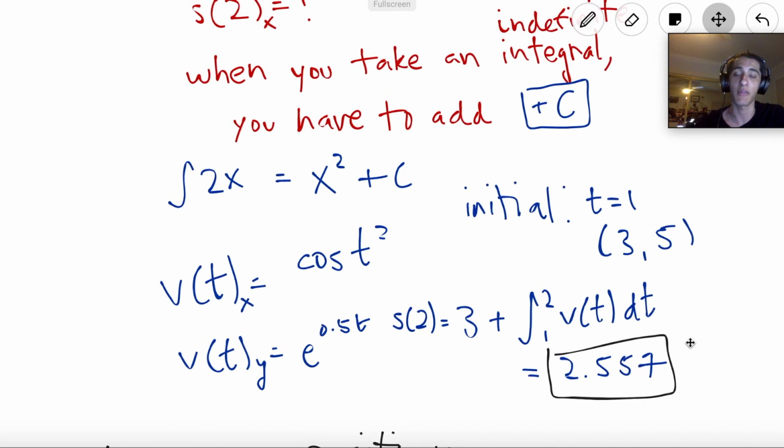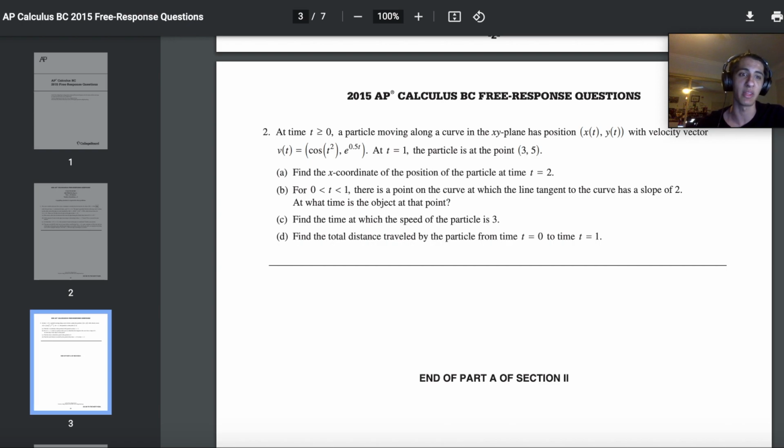Again, in these FRQ problems, you want to round to the third decimal place, and you find this just by using the cosine t squared equation and plugging in on your calculator. The first two questions of the FRQ will be calculator, and the final four will not be.